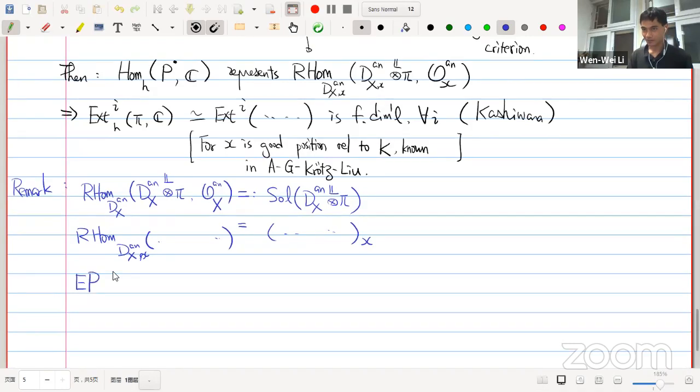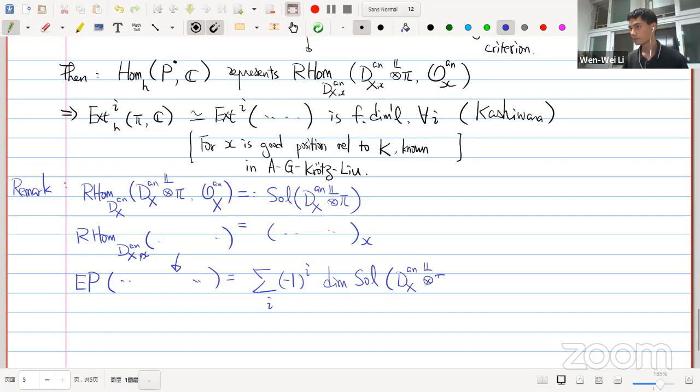And if you take the Euler-Poincaré characteristic of this, you will get something like this: the dimension of the solution complex of this stuff, and you count the dimension of this stalk at x. This is a C vector space, and Kashiwara's theorem tells you that it is finite dimensional. So what's good about this formula?